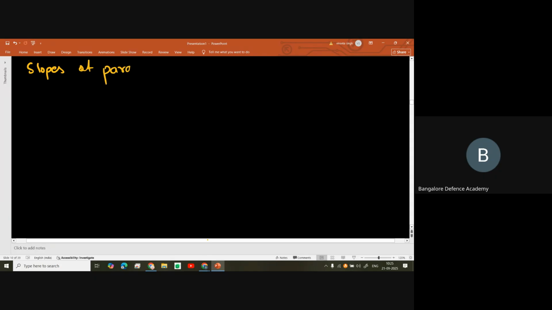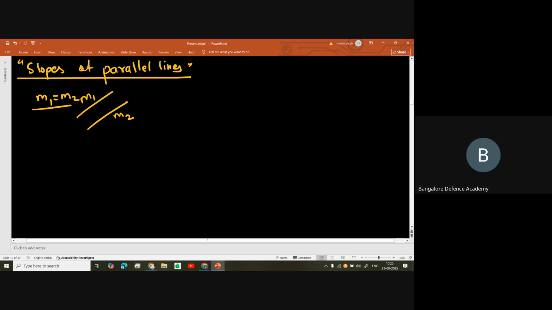Slopes of parallel lines. Okay, now look at this. What does it mean? We know m is called the slope of the line. Imagine these are the two lines. This is line m, imagine the slope of this line is m1 and the slope of the second line is m2. If the lines are parallel, then the slopes will be equal: m1 is equal to m2.